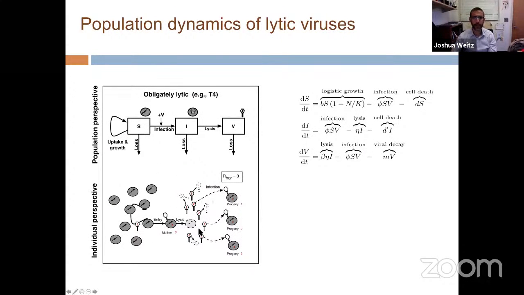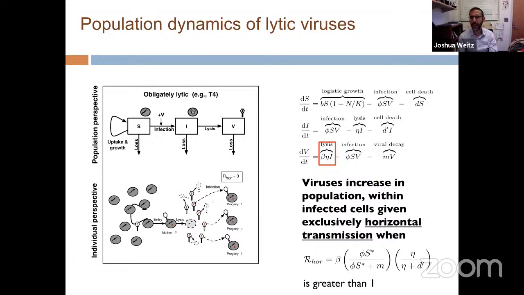I've given you this individual perspective, but we can think about the population perspective as having a population of susceptibles, infected, and virus particles. Susceptible cells grow logistically and are infected, leading to new infected cells, which after a time period of 1/η, the latent period, lead to a lytic event. All of these things may die or decay, and we could get conditions by which a susceptible population may be infectable by a virus such that the viruses increase in abundance and proliferate.